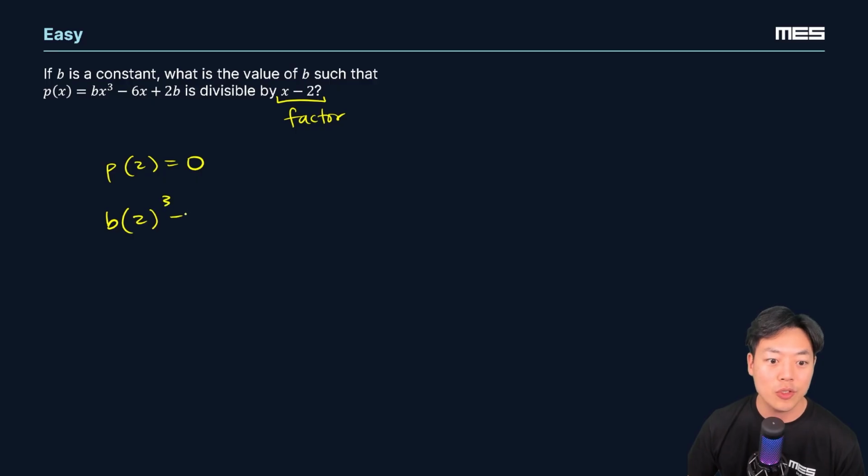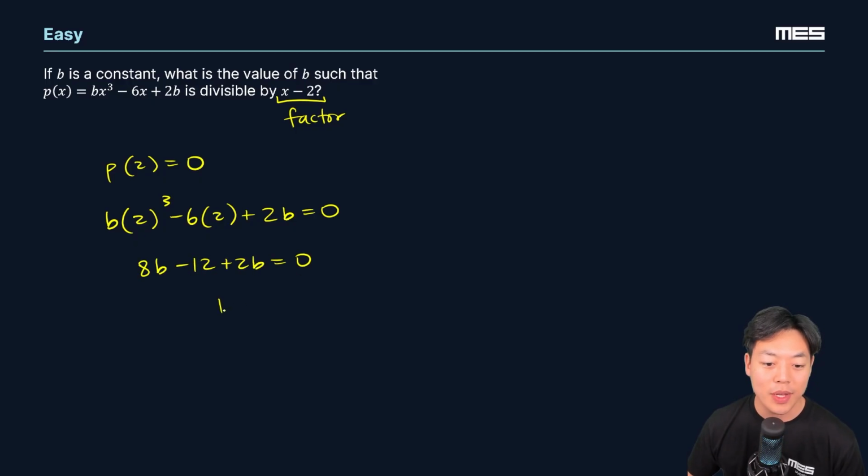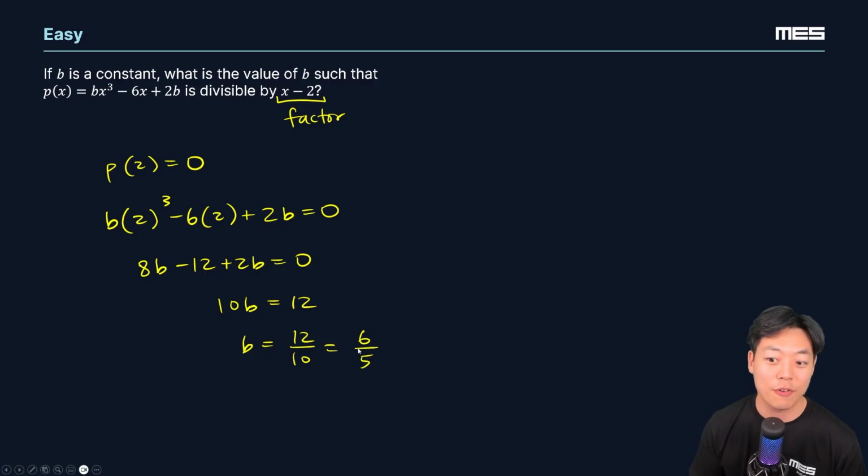So b times 2 cubed minus 6 times 2 plus 2b. Careful with the 6's and the b's. If we're writing too quickly, we may make a mistake there, so be careful with that. Now we have 8b minus 12 plus 2b is equal to 0. That gives me 10b is equal to positive 12. So b is equal to 12 over 10, which is 6 over 5.